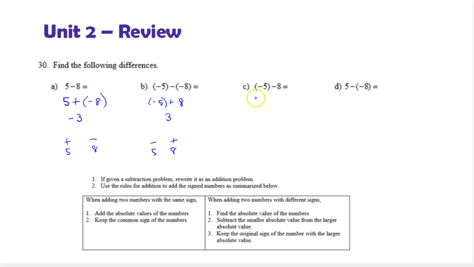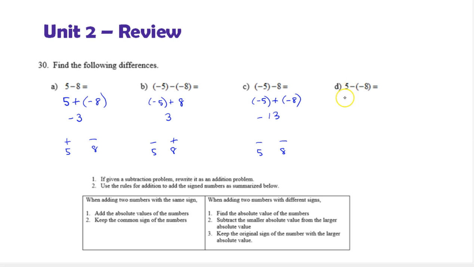Next one, keep the first number, change subtraction to addition. This was a positive 8, so we're going to change it to a negative 8. Okay. So notice both of the numbers are negative. Their absolute values are 5 and 8. When the signs are the same, we add the numbers. 5 plus 8 is 13. And we keep the sign of the original numbers. Well, they were both negative, so this result is negative.